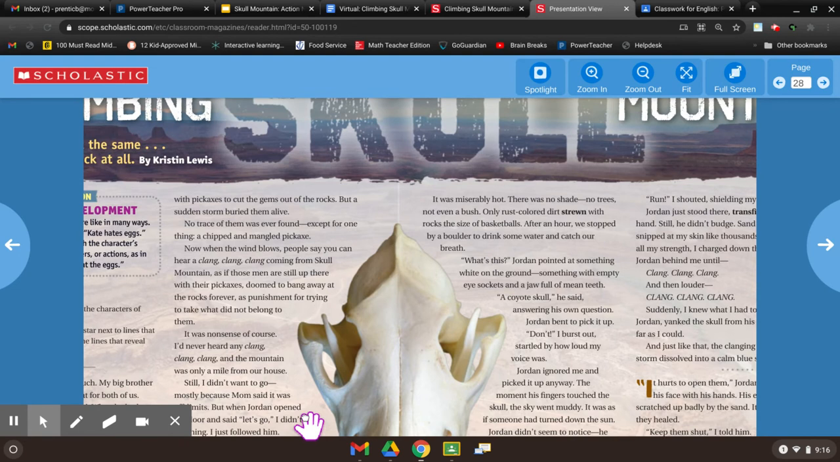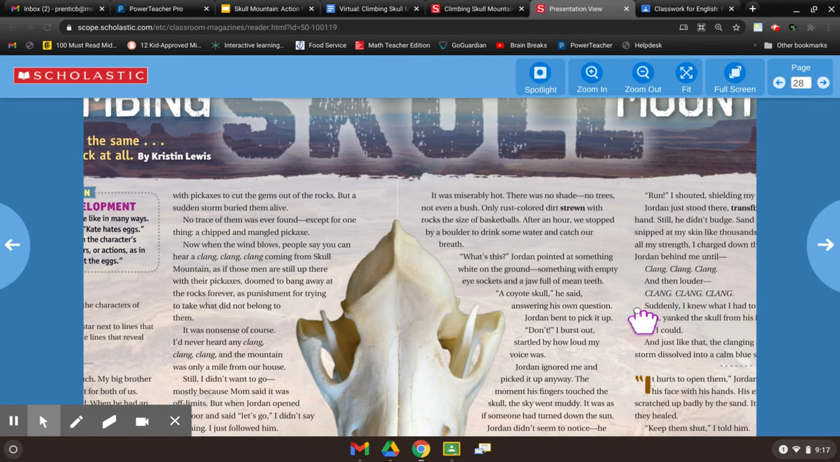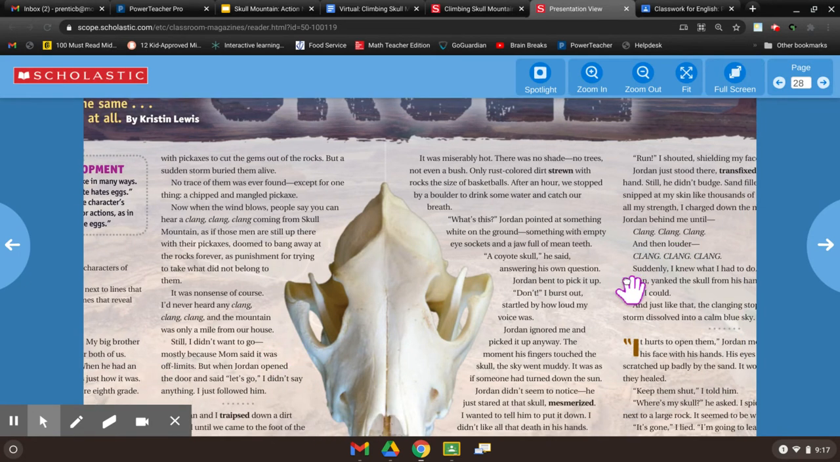Our next word is strewn. If something is strewn about, it is littered. It is tossed around in a haphazard manner about the scene. So strewn. And this is the only rust-colored dirt strewn with rocks the size of basketballs.